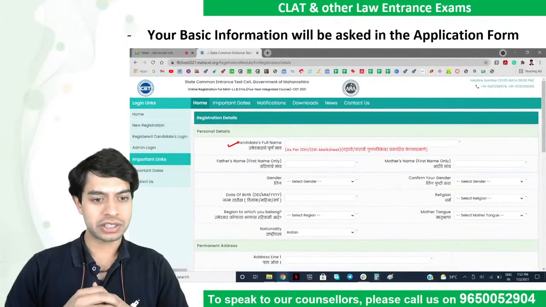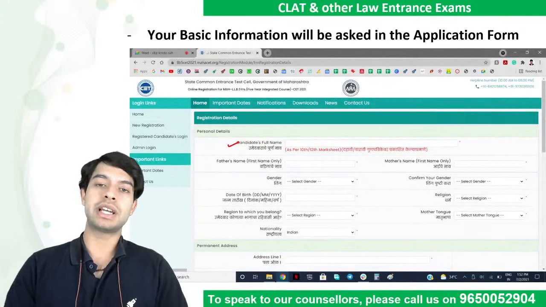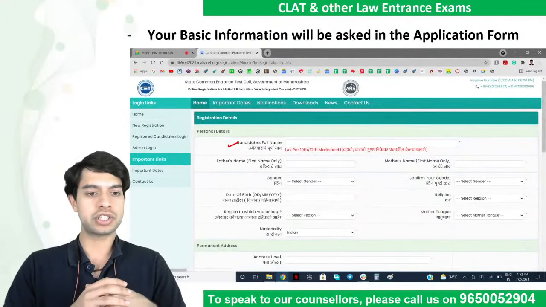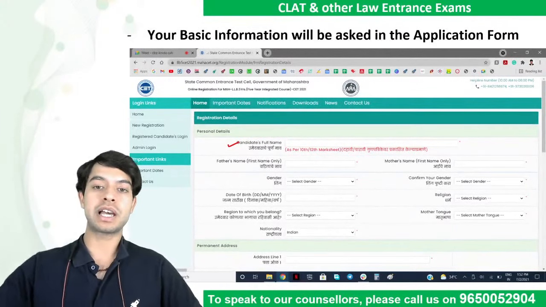Domicile reservation in MH-CET. Shivam, domicile means resident. The people who are domiciled means people who are living in the state of Maharashtra. जो महाराष्ट्र के residents हैं उनके लिए reservation है simply. So candidate's full name is required. Full name as per class 12th mark sheet.